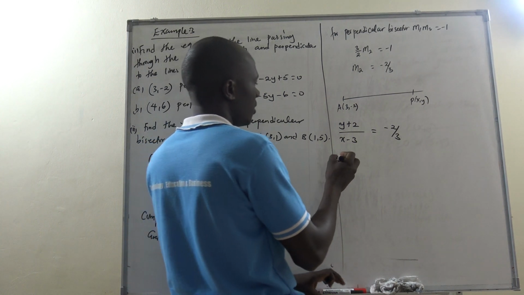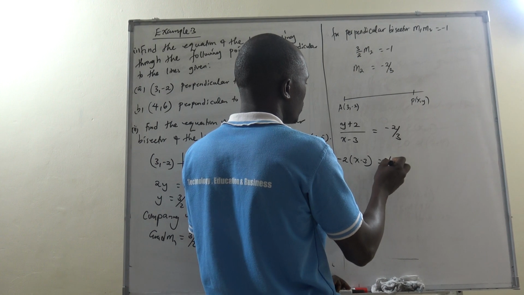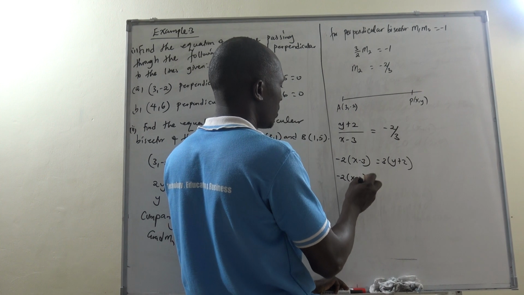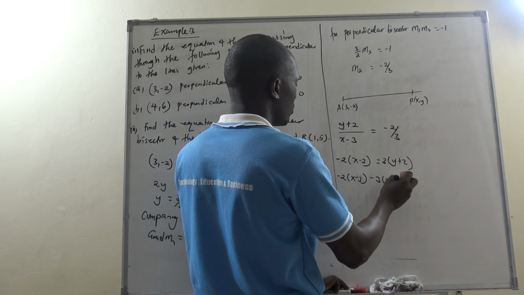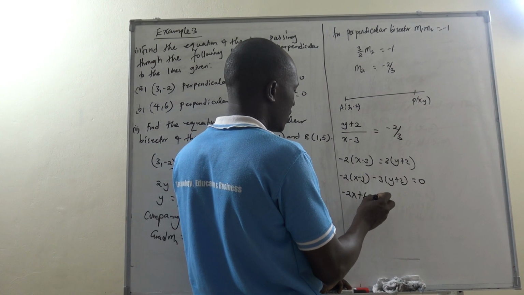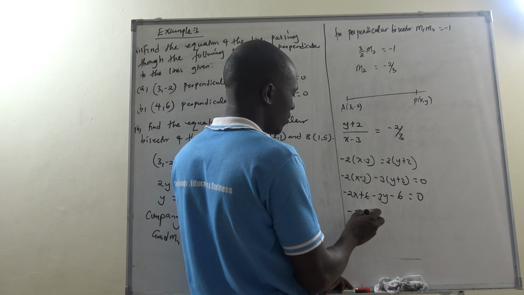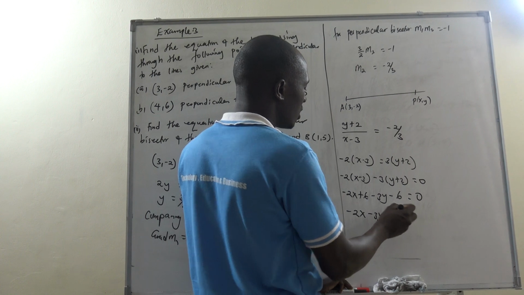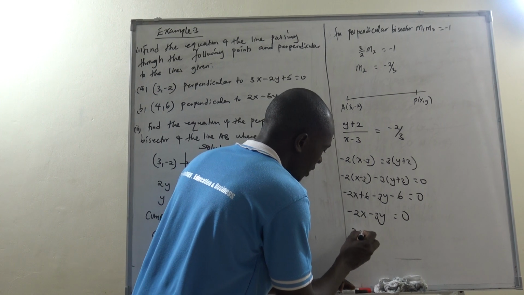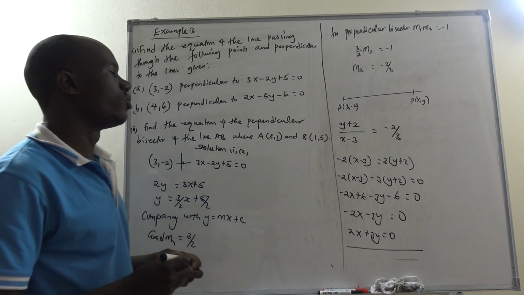Can we try to cross multiply? We have -2 into x minus 3 equal to 3 into y plus 2. Can we open? -2 into x minus 3 minus 3 into y plus 2 equals 0. Opening this: -2x plus 6 minus 3y minus 6 equals 0. So we are remaining with -2x minus 3y equals 0. If we divide out by a negative, we remain with 2x plus 3y equals 0. That's what we can do.